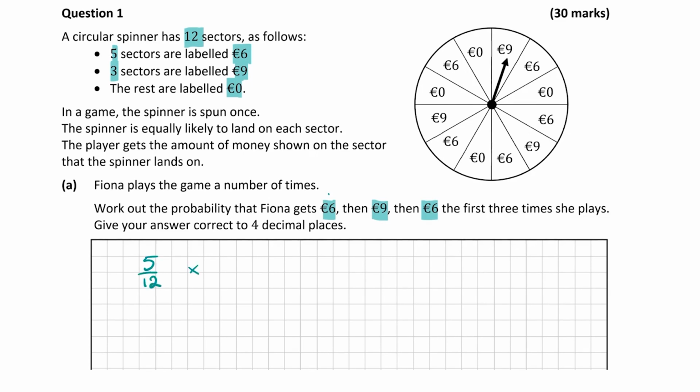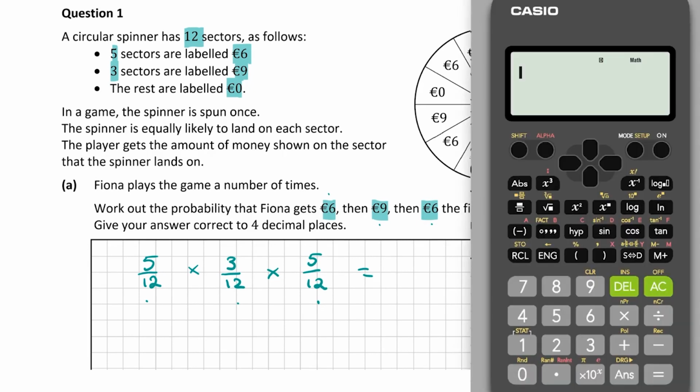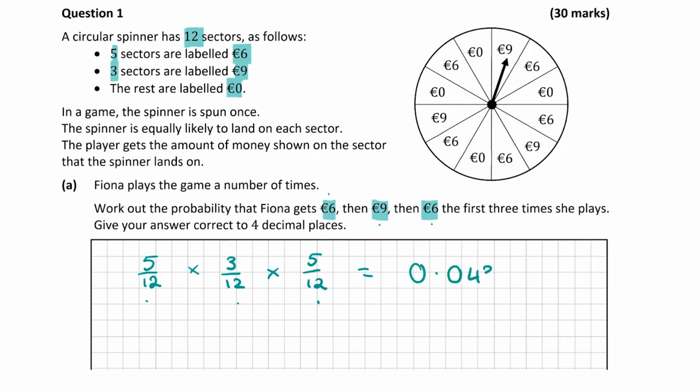And then, so we have our multiplication rule, she gets €9. So she has a 3 in 12 chance that she'll get €9. And then again, €6, so again a 5 in 12 chance. So she gets €6 and €9 and €6, so we multiply these together. So we have 5 over 12 multiplied by 3 over 12 multiplied by 5 over 12 again, and we get 0.0434, and we're asked to give our answer correct to 4 decimal places, so our answer is 0.0434. And for this correct answer here, you're going to get a total of 10 marks.